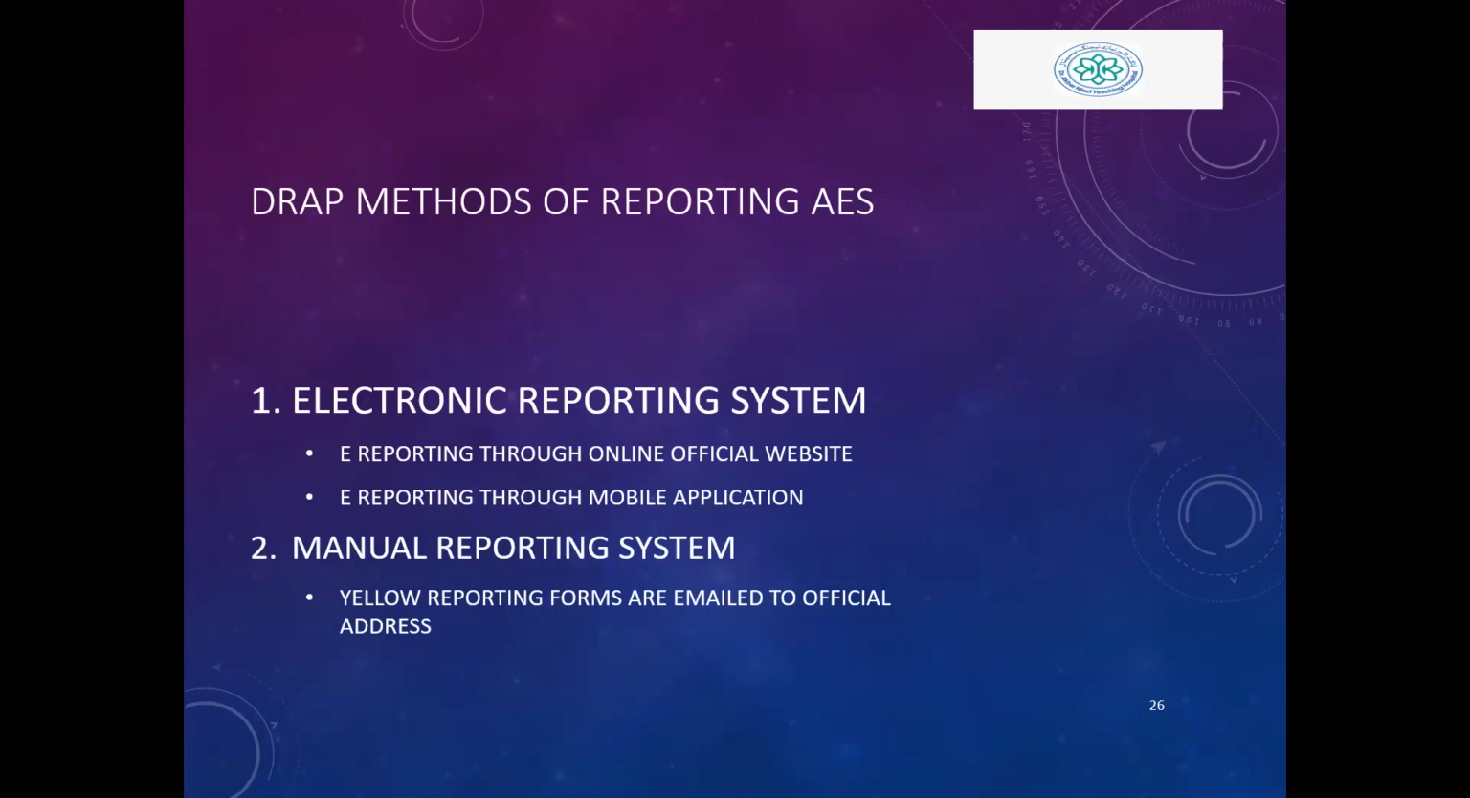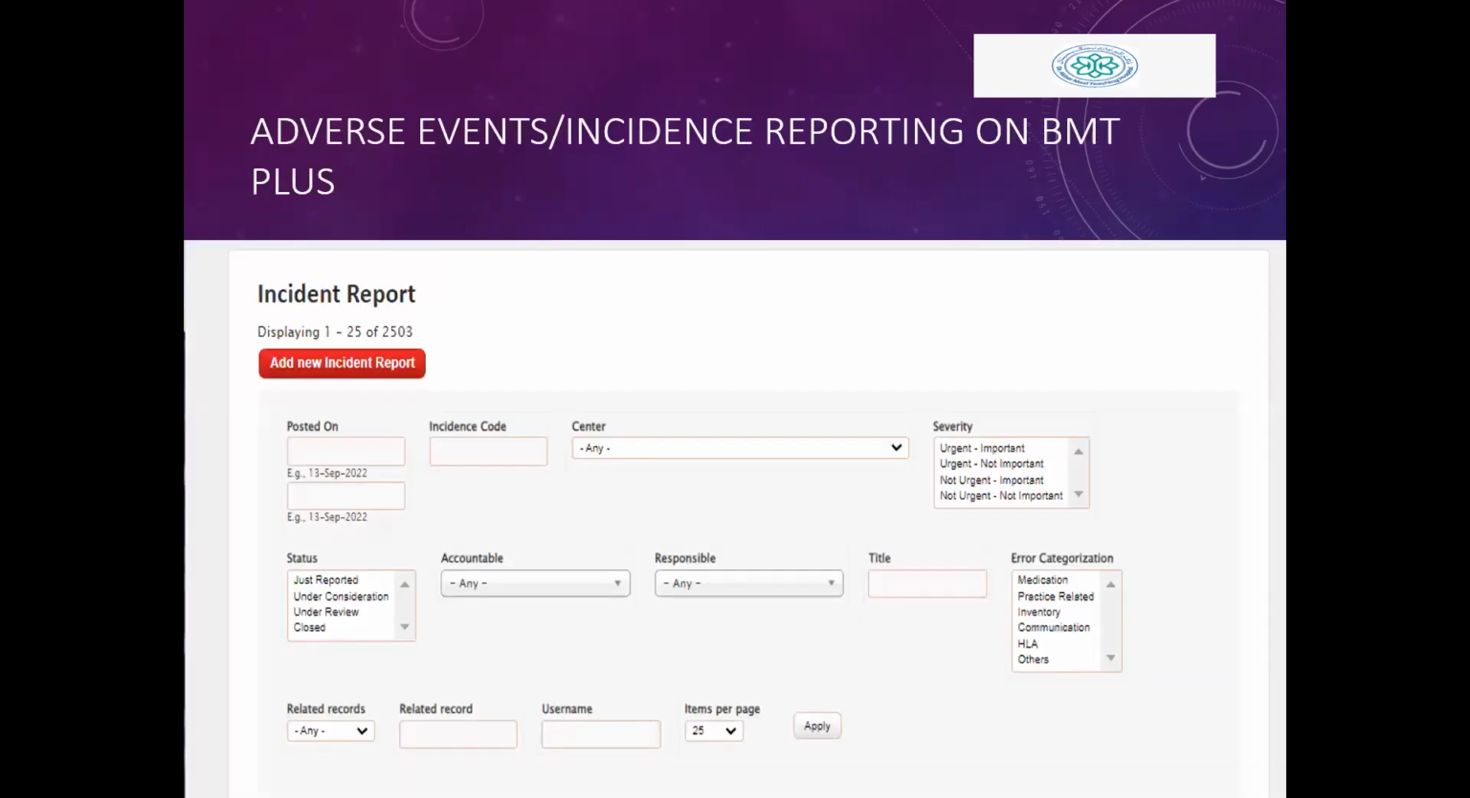So this is the DRAP method, Drug Regulatory Authority of Pakistan, which we use to report adverse events of drugs by an electronic reporting system, through the official website, through a mobile application, or by a manual reporting system. We report through the yellow reporting form, and we email it to official addresses. This is the method which I took from DMT to report adverse events.